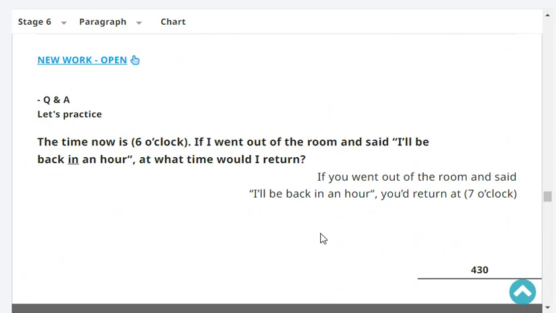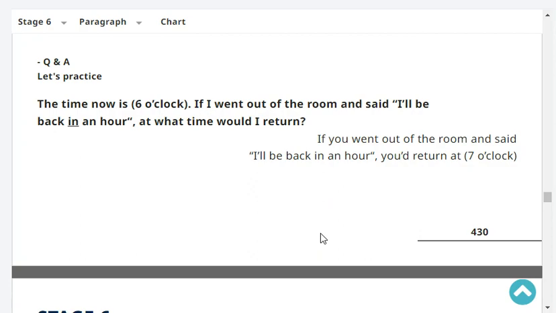The time now is, let's say, 6:30. If I went out of the room and said I'll be back in an hour, at what time would I return? If you went out of the room and said I'll be back in an hour, you'd return at 7:30.